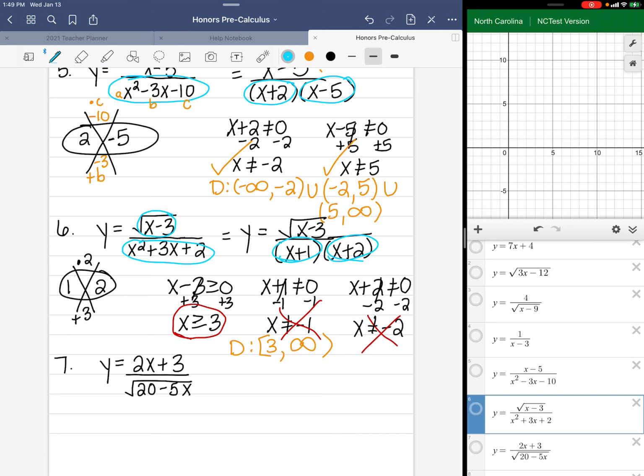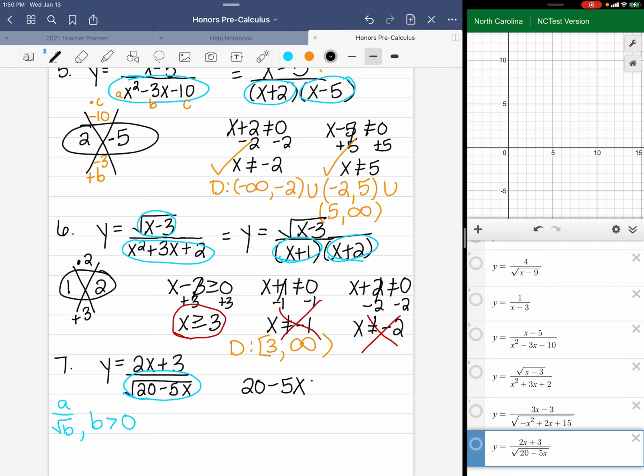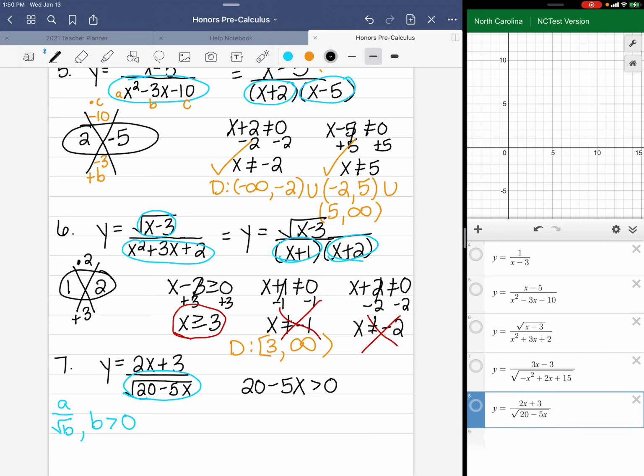All right, number 7. So I have a denominator and I have a square root. So this time we're going to say that it has to be greater than 0 because it can't be equal to 0 in the denominator. So I'm going to take that square root that's inside and say that it has to be greater than 0. So from there, I'm going to solve my inequality.